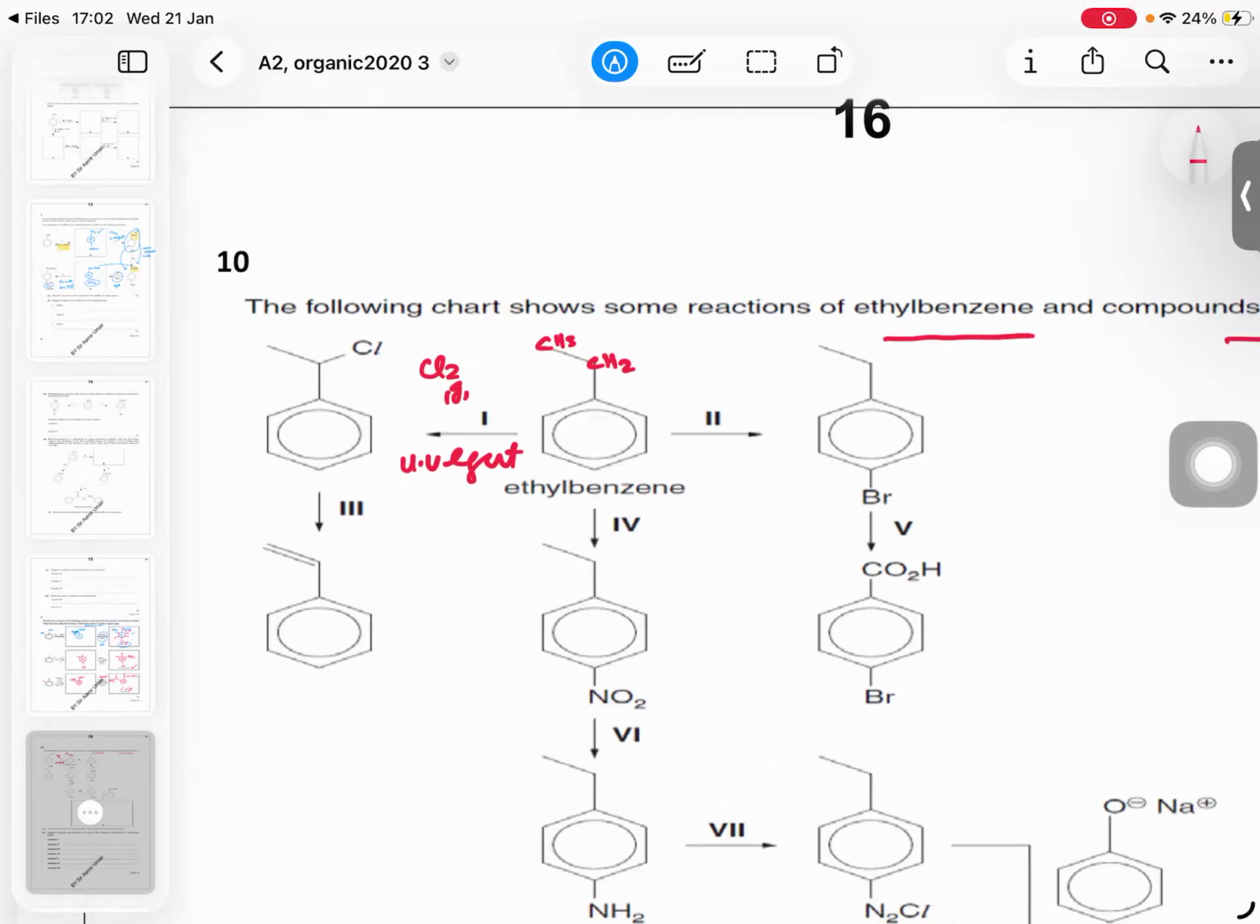So Br is being attached, so bromination will come. Yes. So it's bromination on the benzene ring. So Br2 and AlBr3.